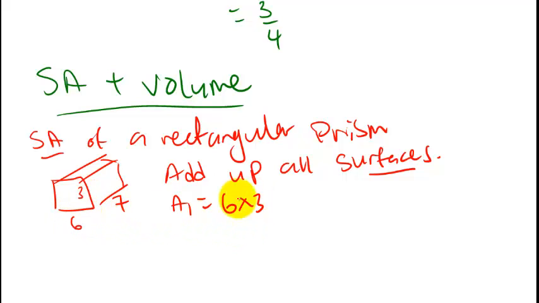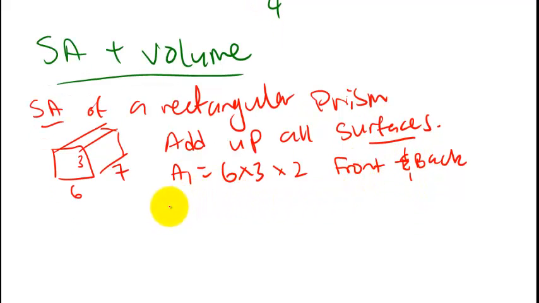And then because there's going to be 2 of them, there's going to be the front here and the back here, so it's going to be times by 2. So you do front and back first, and then you do the side. It doesn't make a difference which one you do first. No one cares. But where did the 2 come from?